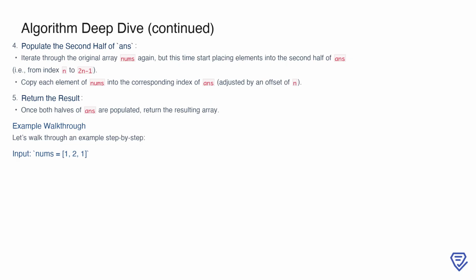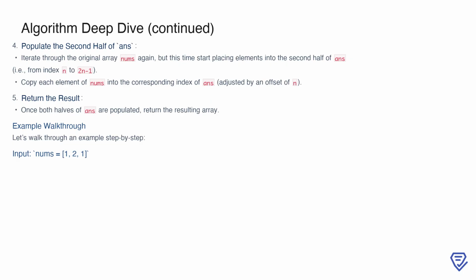Once the first half of the result array is populated, we then move on to filling the second half. This involves another iteration through the input array nums, but this time, the elements are placed in the second half of ANS, starting from index n and going up to 2n-1. To achieve this, we adjust the indices by an offset of n so that the elements from nums are copied into the correct positions in ANS. After both halves of the array are populated, the final step is to simply return the result array ANS.